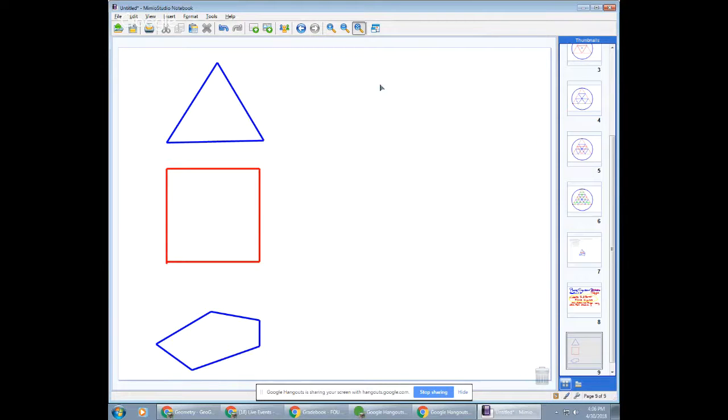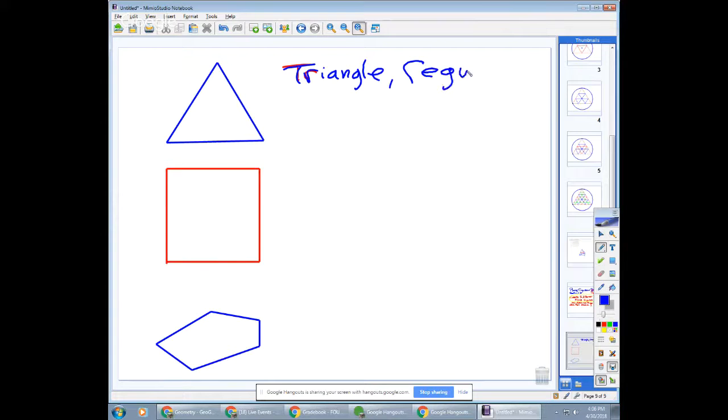What would some words you use to describe my first figure here? Regular, triangle. Oh, my pen tools went away. I'm back. There you go. It's a triangle. Blue here. Triangle. Regular. Remind us, what does regular mean? Equiangular and equilateral.